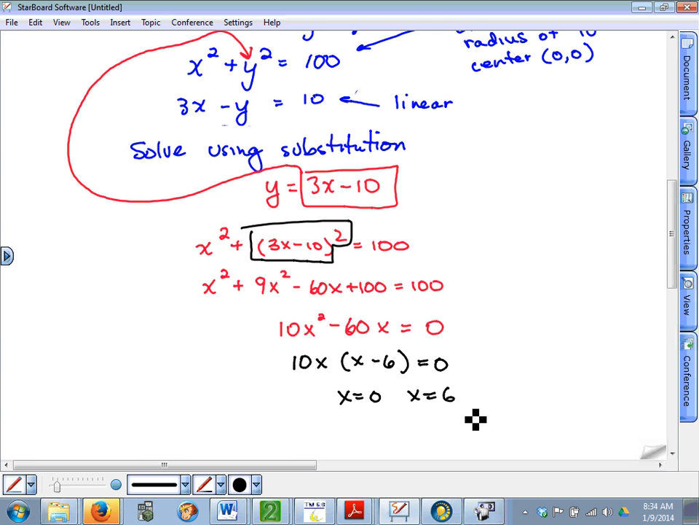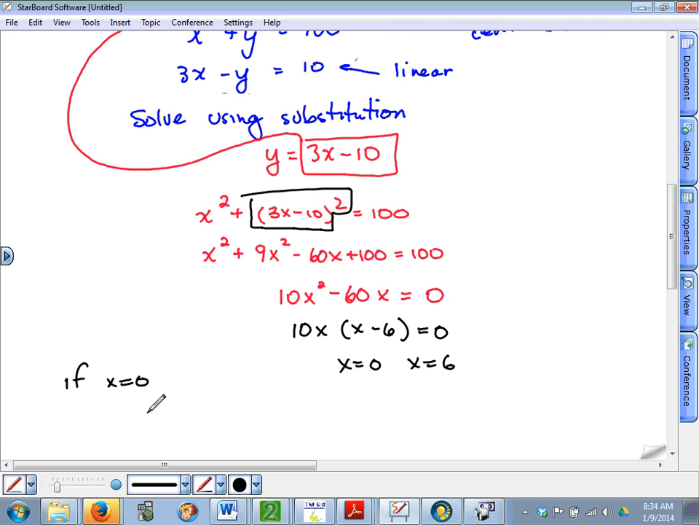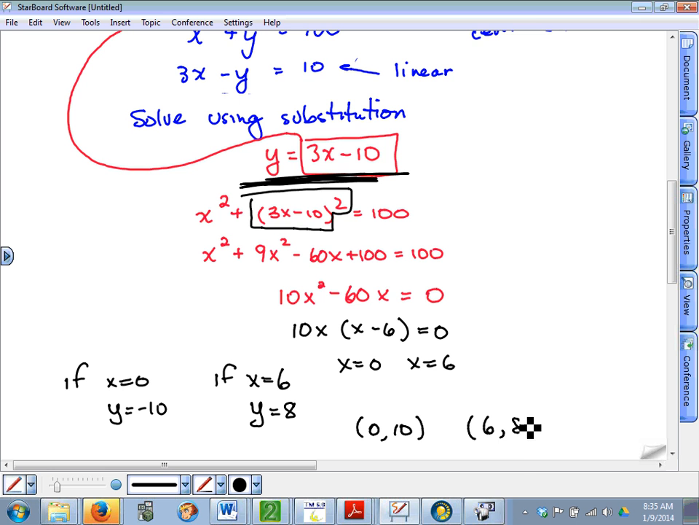x equals 0, x equals 6. Now, if x equals 0, what does y equal? y equals negative 10. How do we know? Plug it into this equation right here. But if x equals 6, what does y equal? 6 times 3 is 18, minus 10, 8. So the two solutions are 0, negative 10 and 6, 8. So we did end up with two solutions there. Yep, 0, negative 10. 6, 8.